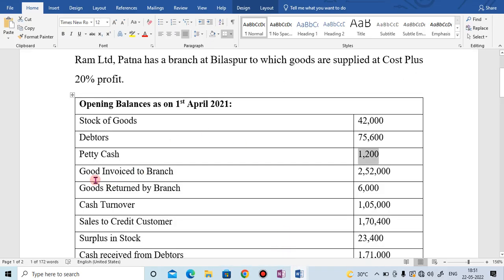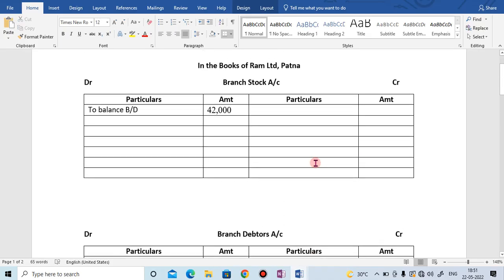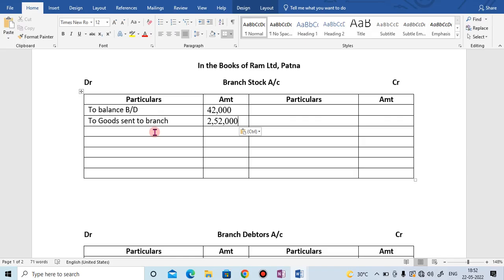Next, goods invoiced to branch. Goods invoiced to branch means goods were sent to branch. So goods invoiced to branch, rupees 2,52,000. This will come in branch stock account, on the debit side, to goods sent to branch, rupees 2,52,000.